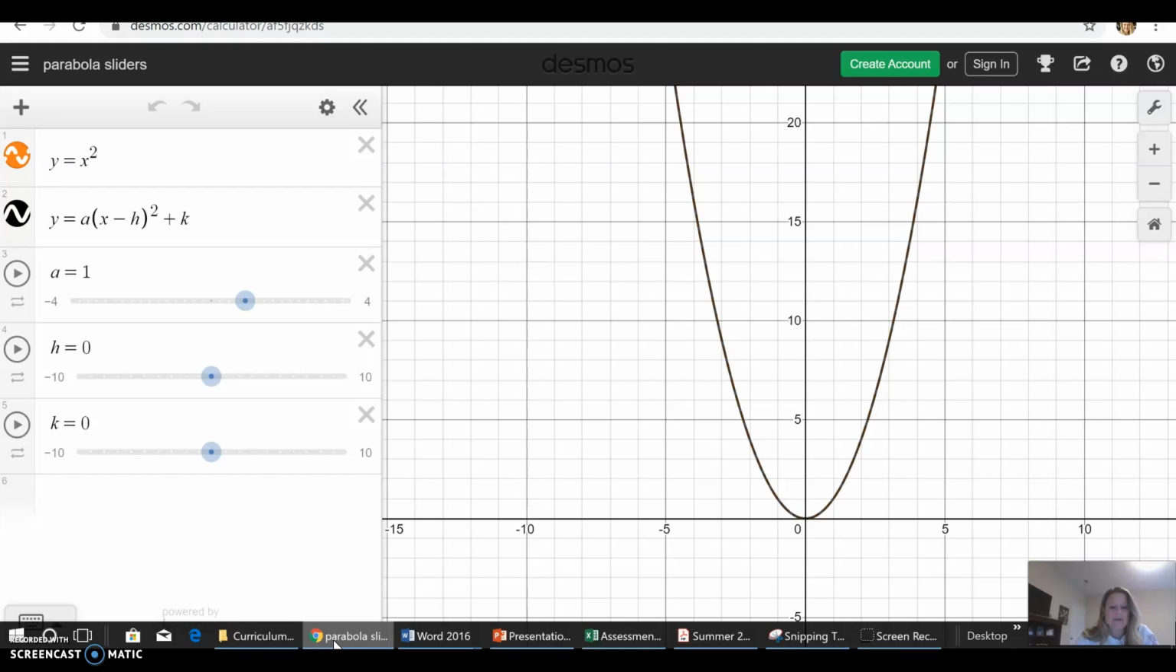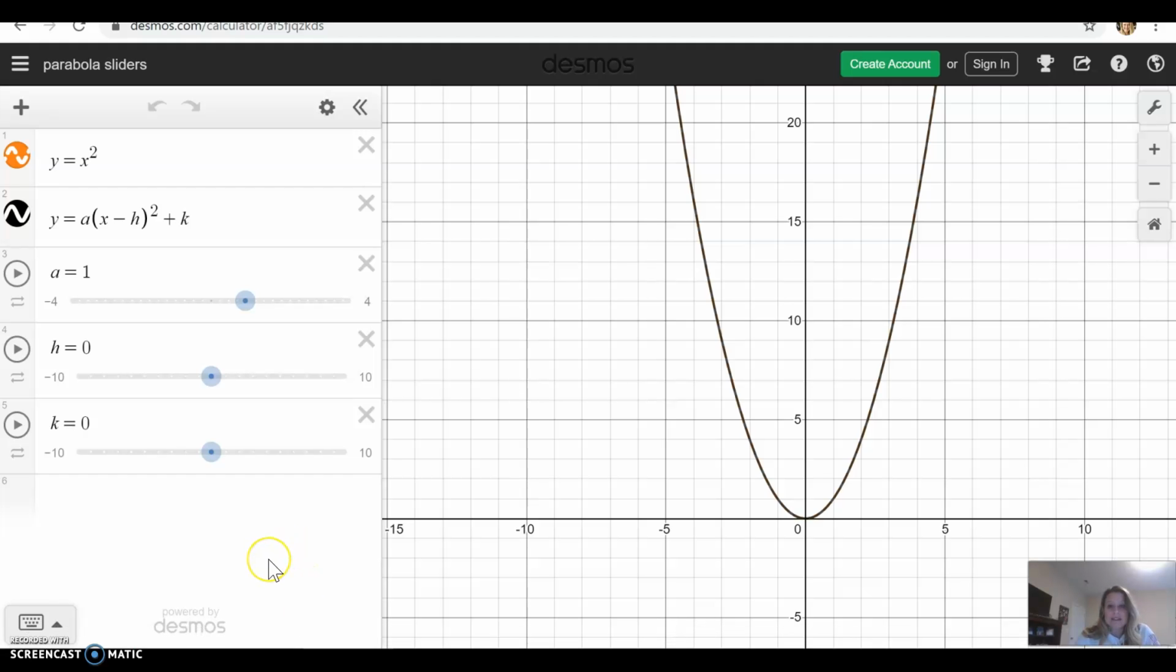Here's our Desmos calculator. This is just a parabola slider, and it's one of the apps within the Desmos calculator, and it pulls up a standard parabola. Underneath it, it has what would be our parent function showing, okay, what would happen if we had a coefficient out here called a, and then one inside here called h, and then one outside here called k? What happens to this standard parent function of x squared if we manipulate these different constants?